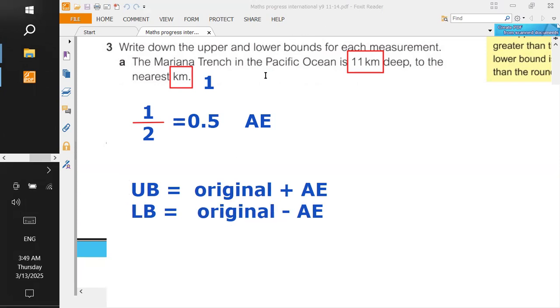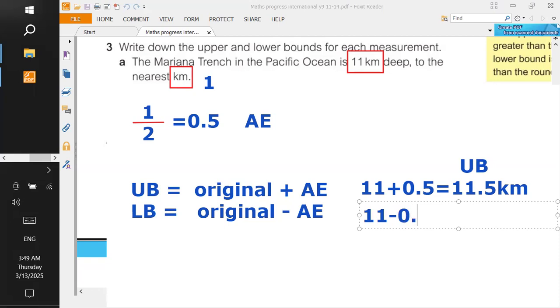So the original number here is what? Very good. It's 11. Now, 11, when I add it to the absolute error, it will give me the upper bound. So 11 plus 0.5 will give me 11.5 kilometers. And this is the upper bound. And then to find the lower bound, I'm going to take the original, which is 11, minus the absolute error. This will give me 10.5 kilometers. And this is called the lower bound. And this is how you answer a question like this.